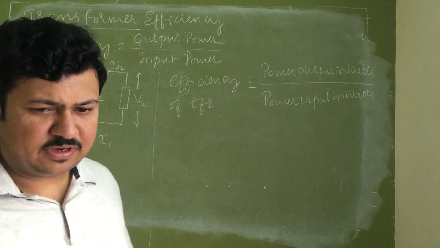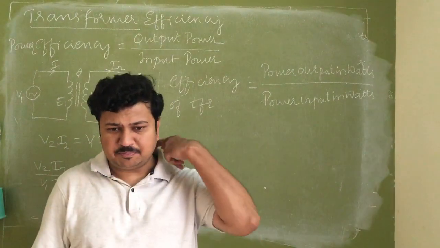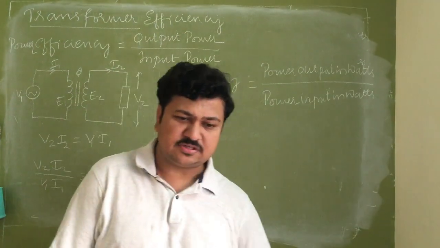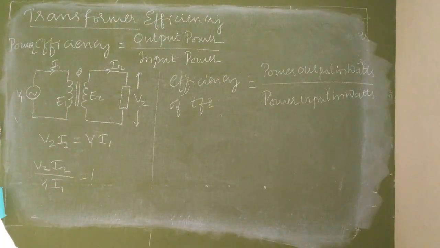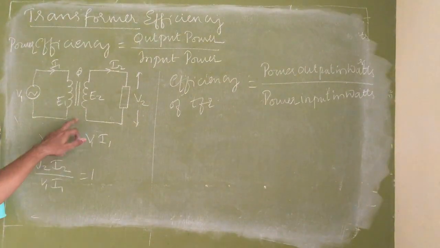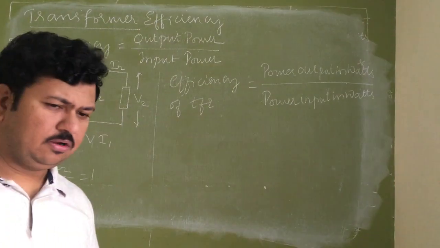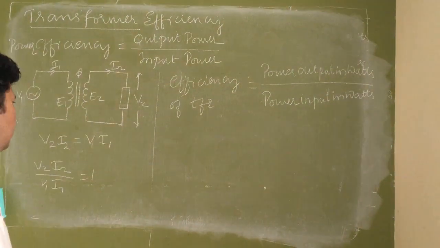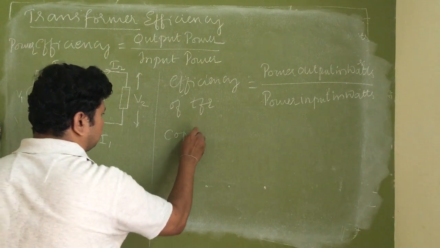So there it is very simple. Output power to input power is the efficiency, because already the power rating is mentioned in watts. Whereas for transformers, power rating is always mentioned in volt amperes. The reason behind it is there are copper losses.